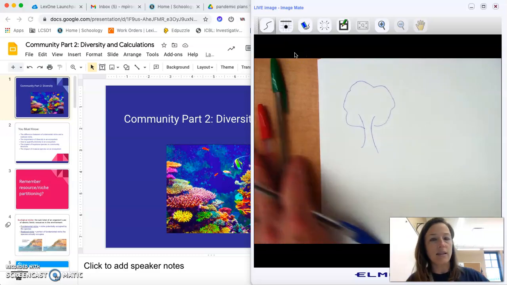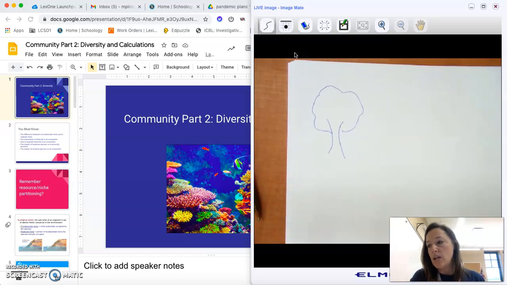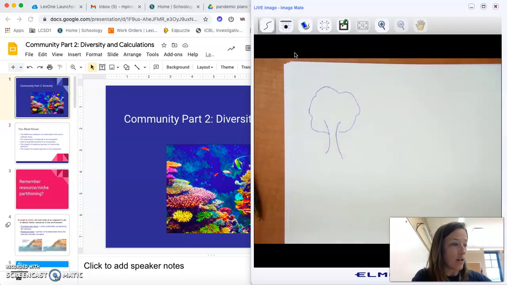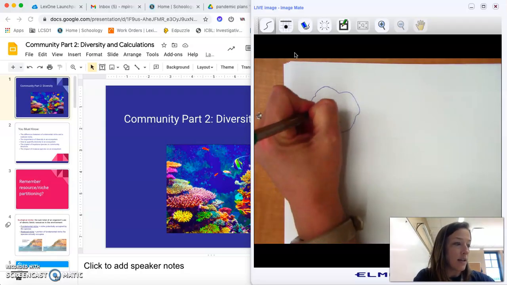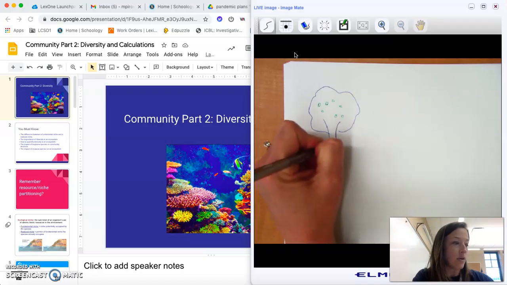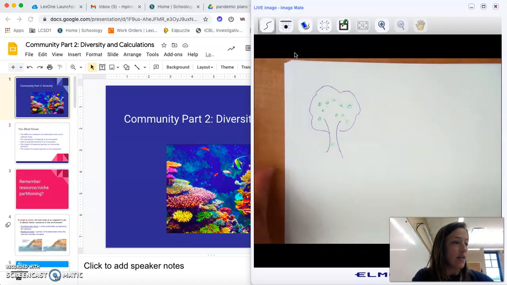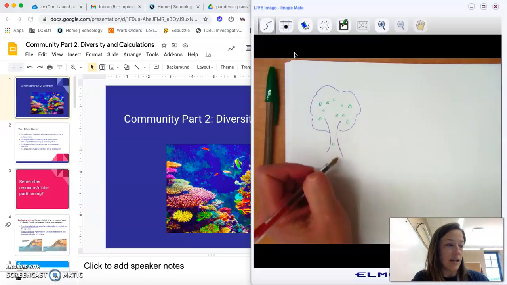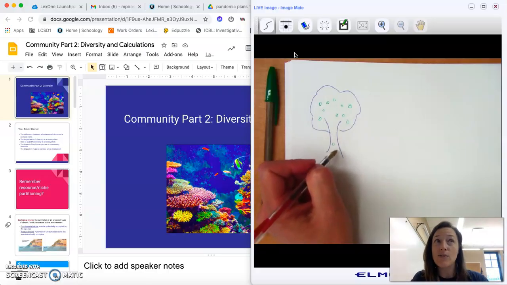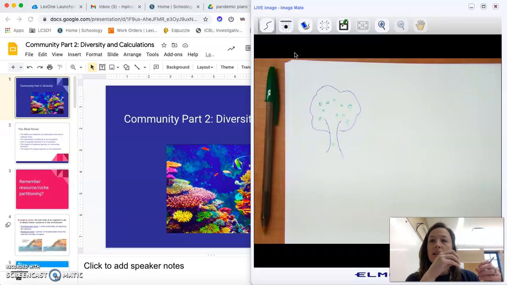All right, so we ended the last one talking about resource partitioning or niche partitioning. So let's say that we have this tree, and there's a green bug that can live all over any part of this tree, okay? And then a red bug moves in, and the red bug says, but I want to eat off the tree. And the green bug says, no. But when they compete, there isn't a clear winner. Sometimes the red wins, sometimes the green wins.